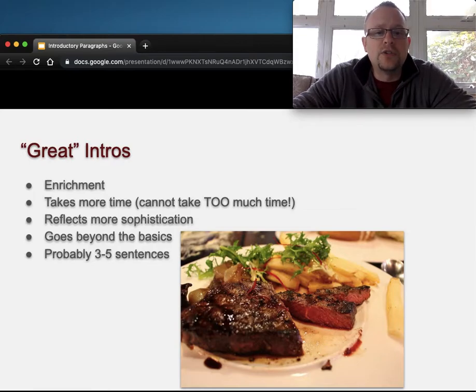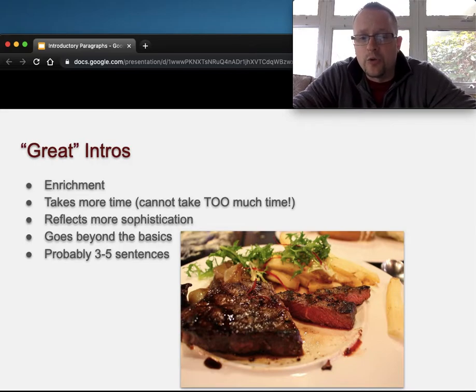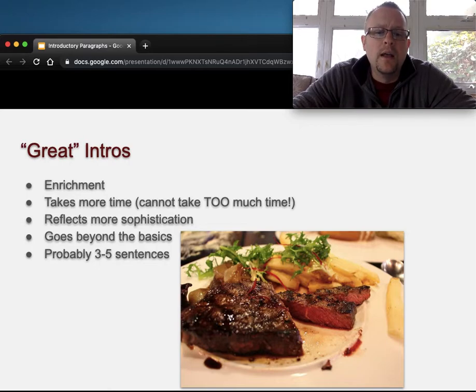A great introduction probably takes more time. You're looking at 3 to 5 sentences, and even in some cases maybe a little bit more, probably 4 or 5 or 6, but it can be done in 3. It probably is going to take more time than writing just a couple sentences would, but at the same time, you don't want to take too much time because there are body paragraphs, at least two, that still need to be completed. But it's going to take a little bit more time, and that additional time should reflect some more sophistication.